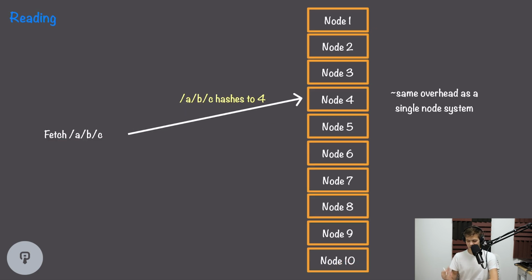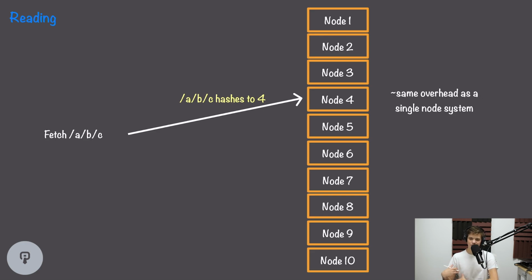And finally, for reading, we'll notice that we don't have any problems with having a very large cluster. We could have 1,000 nodes, but when we're reading a piece of data, as long as we know the key for that data, so if we say fetch a/b/c, we know the hash of that value, and we know exactly what node the data is stored on, so we have about the same overhead as a single node system in this case. This does fall apart, however, if we want to do list queries.